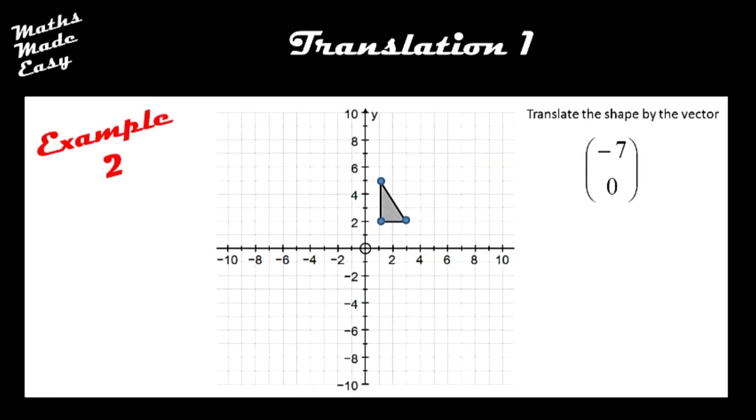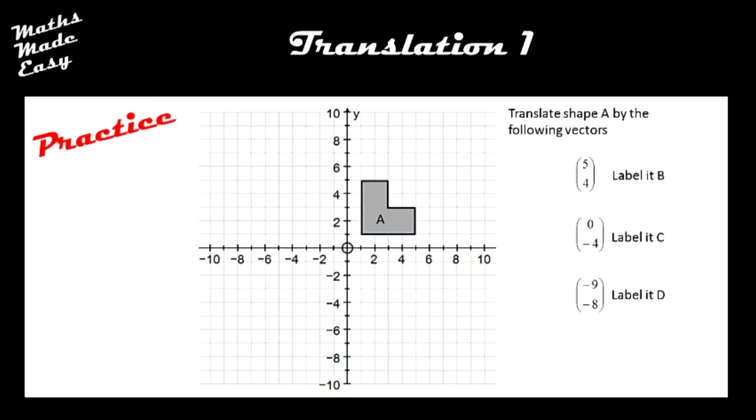Example number 2, same shape again. This time the vector is minus 7, 0. So be careful with a vector like this. Each one of those points is going to move 7 spaces to the left, or 7 in the negative x direction, and there's going to be no vertical movement at all. And I can tell that because of the 0 in the bottom half of the vector. So each one of these corners in turn moves minus 7, or 7 to the left, giving me an outline of my new shape. Join it all up and I've successfully translated the shape.